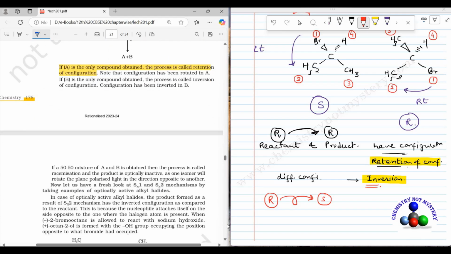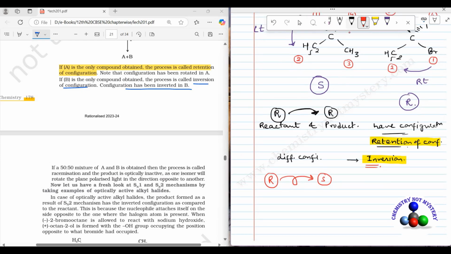As it is written here, if B is the only compound obtained, the process is called inversion of configuration. The configuration has been inverted in B. If you get a 50-50 mixture, where the reactant configuration is R but in the product you get R as well as S, 50% R and 50% S, then you will get the racemic mixture.